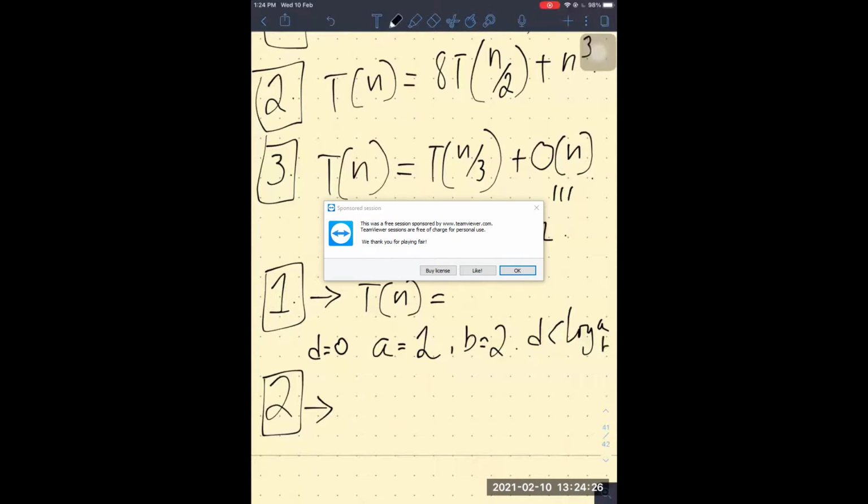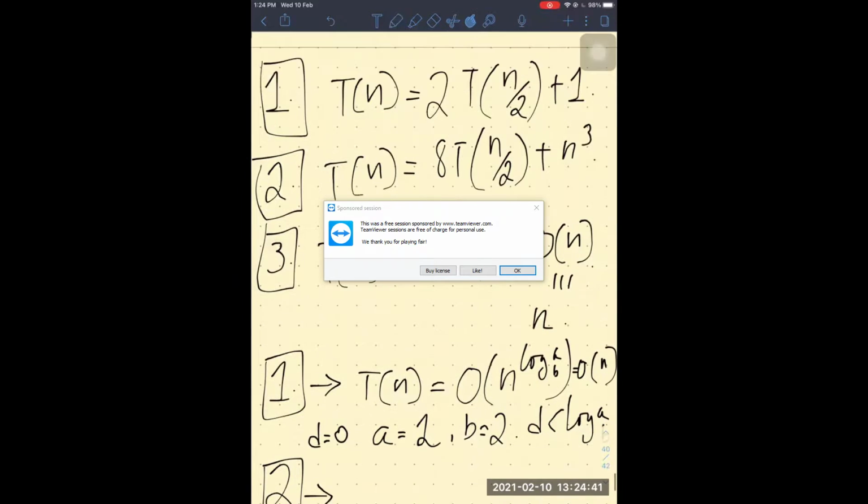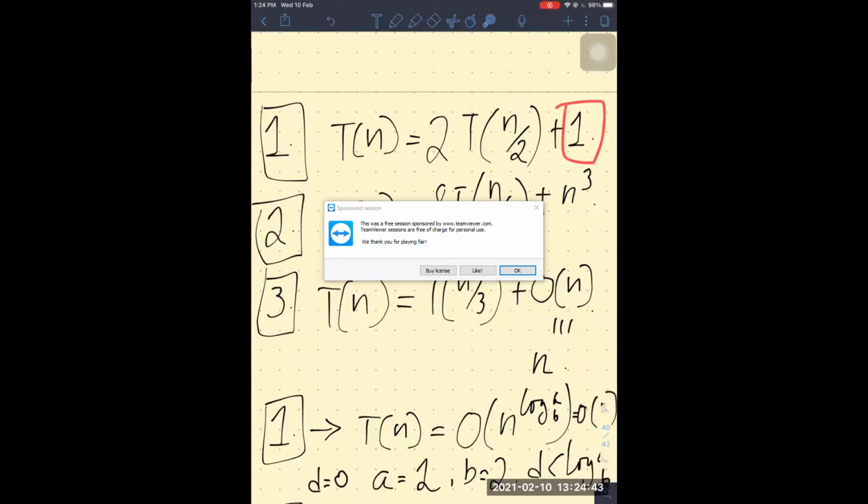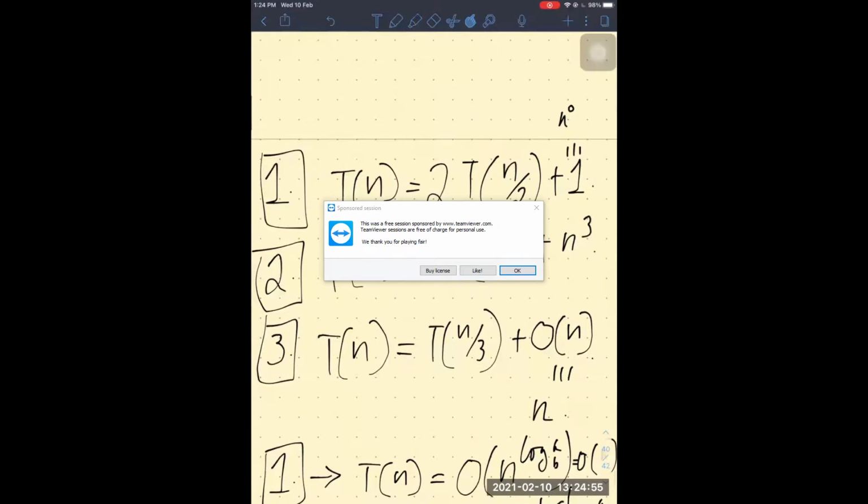So it will be big O of n to the power log of a base b, which is big O of n. Why is d 0? Because here it is given 1, right? So you can say that it is equivalent to n to the power 0. Is it clear? Because n to the power 0 is equal to 1.